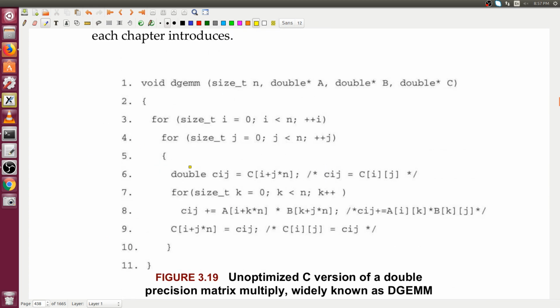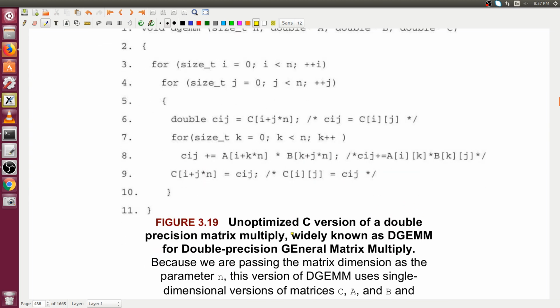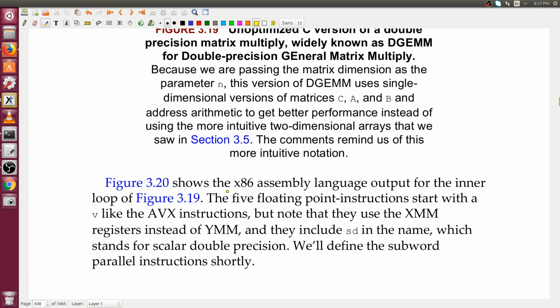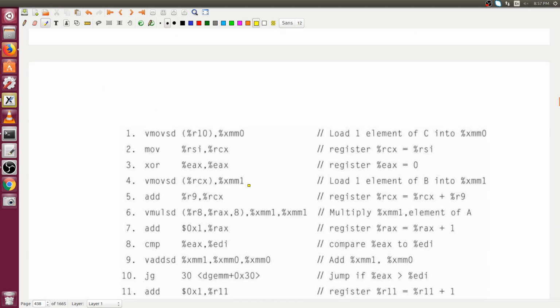So here we have the unoptimized C version of double precision matrix multiply. So we just have nested for loops. We use doubles, and then we iterate over the entire matrix and do this multiplication at the very end using the indexing from these two for loops. Okay, makes sense. So where's my graph of performance?